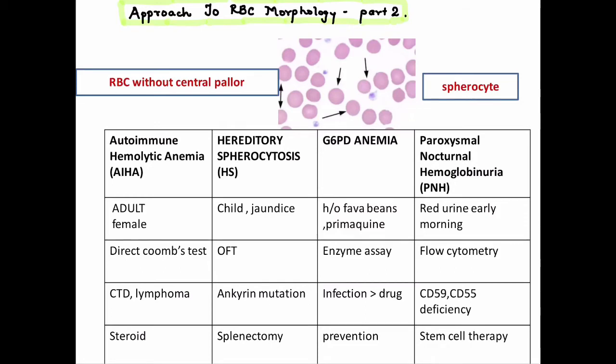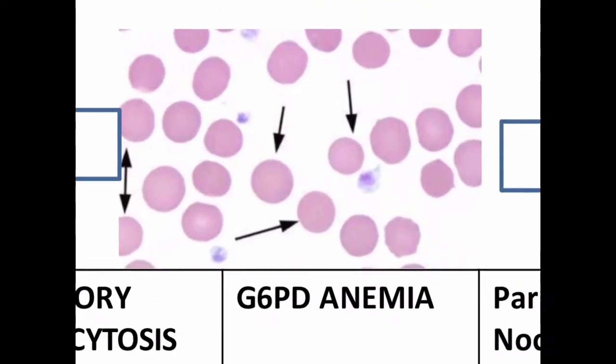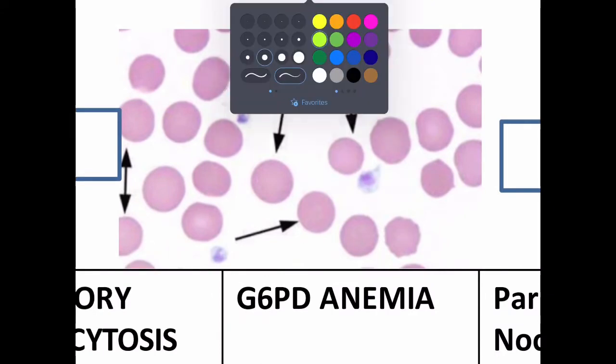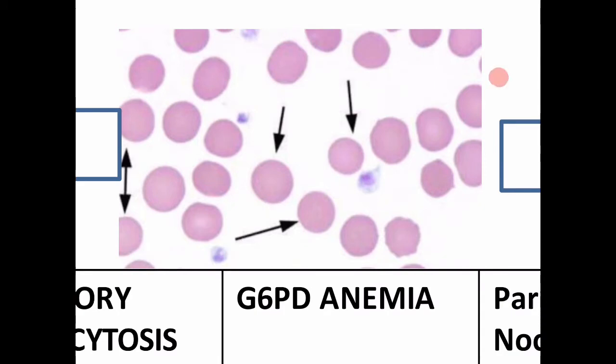Hello friends, today we are starting part 2 of approach to RBC morphology, in which we will be seeing these special cells. And if you can recognize the difference from a normal RBC, remember friends how the normal RBC looks like? These are the cells with central one-third pallor. Normal RBCs have central one-third pallor. There is a pale zone at the center.